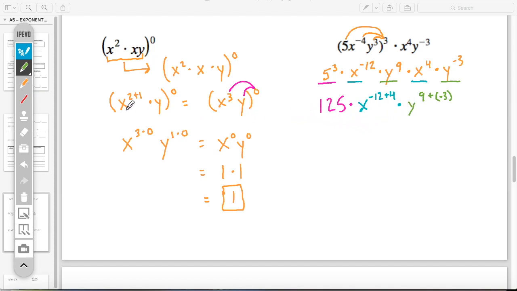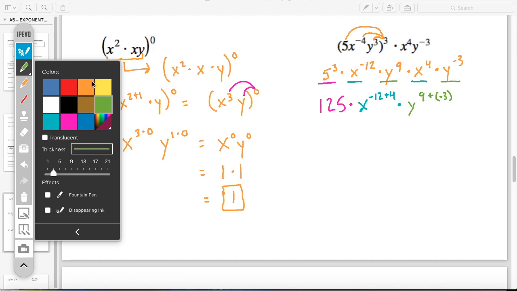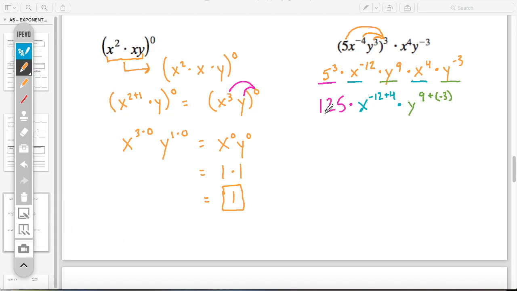Now I'll simplify. This 125 cannot be simplified. I have x to the negative 12 plus 4. Negative 12 plus 4 is negative 8. And I have y to the 9 plus negative 3. Because we have a plus sign here and a minus sign here, that becomes negative, so 9 minus 3, that is positive 6.